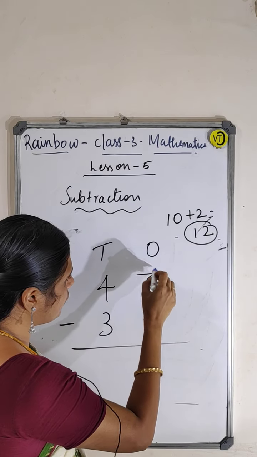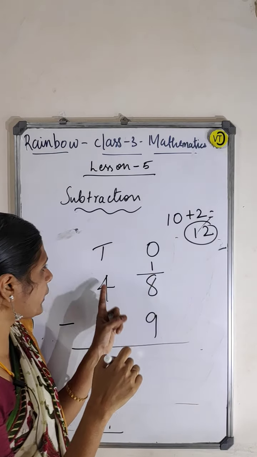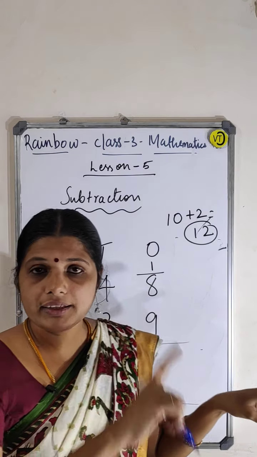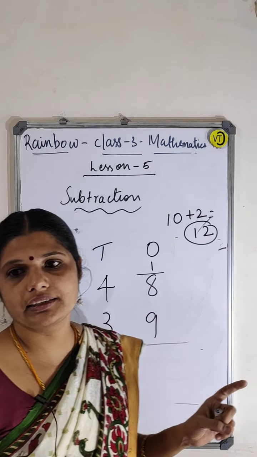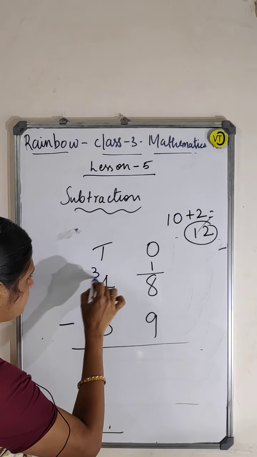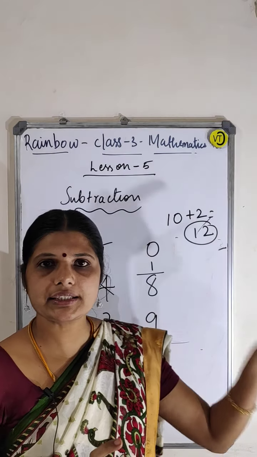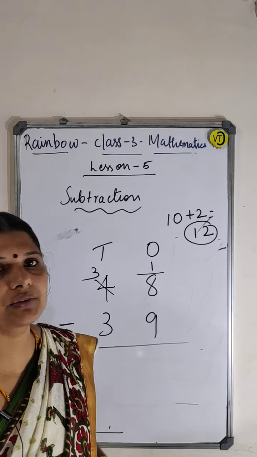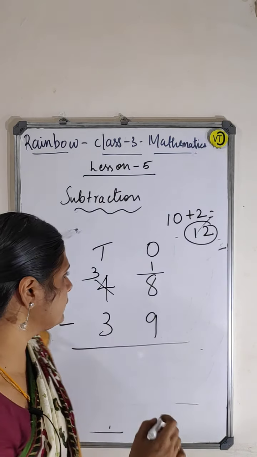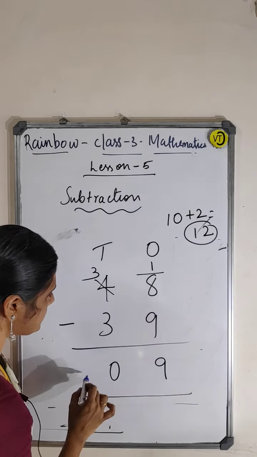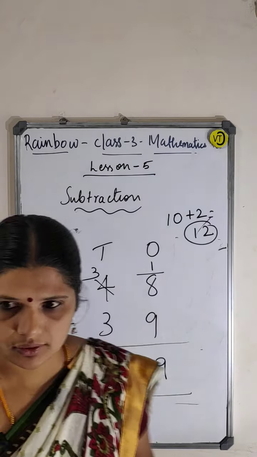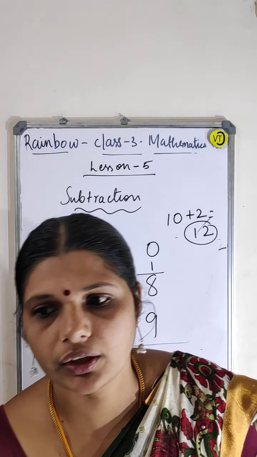It becomes 18, because 1 ten is giving. 10 plus 8 is 18. This becomes 3, because one was given. 18 minus 9 is 9. 3 minus 3 is 0. The answer is 9. Okay. Now one more.